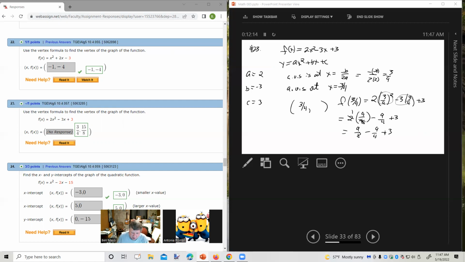So my common denominator is going to be an 8. So I've got 9/8 minus 9/4, which I'd multiply by 2 over 2 to get minus 18/8, plus 3, which I'd multiply by 8 over 8 to get 24/8. So now I've got 33 minus 18, which is 15/8. So that's where your vertex would be, as you see here.